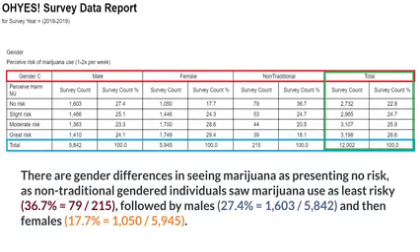There are gender differences in seeing marijuana as presenting no risk, as non-traditional gendered individuals saw marijuana use as least risky. 36.7% equals 79 divided by 215, followed by males, 27.4% equals 1,603 divided by 5,842, and then females, 17.7% equals 1,050 divided by 5,945.